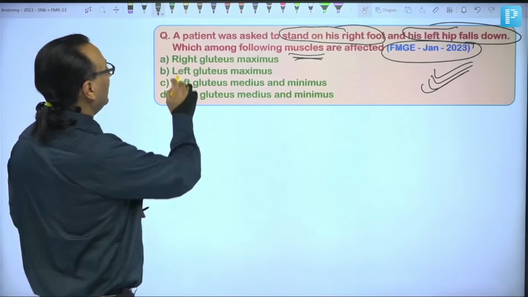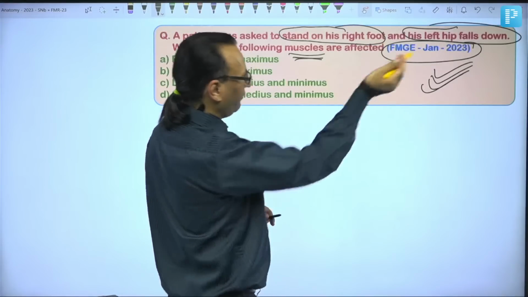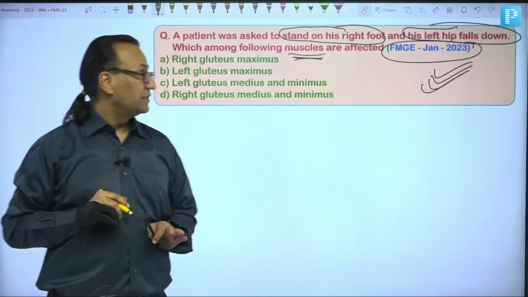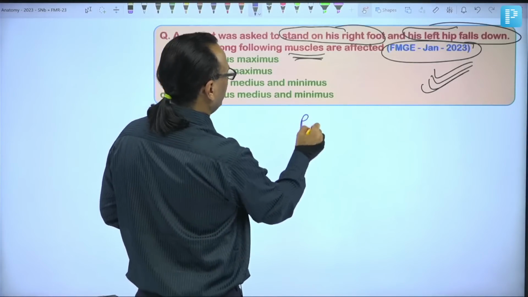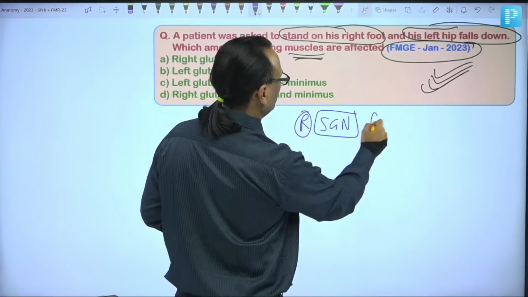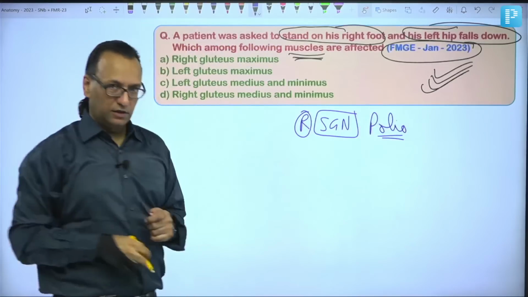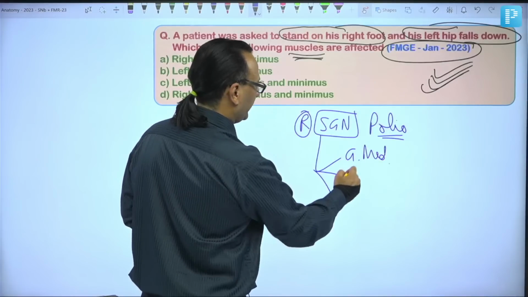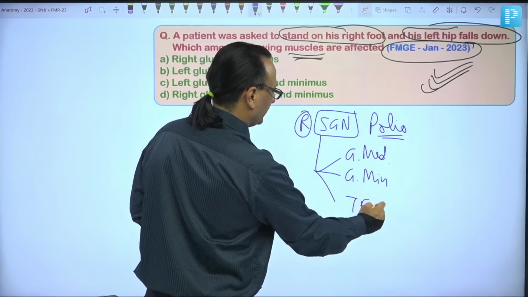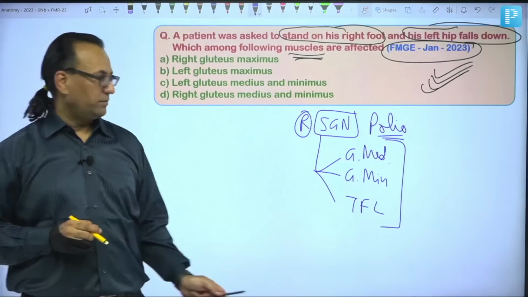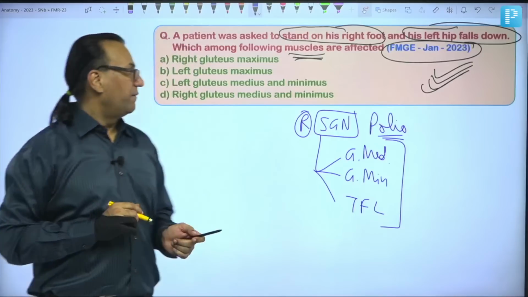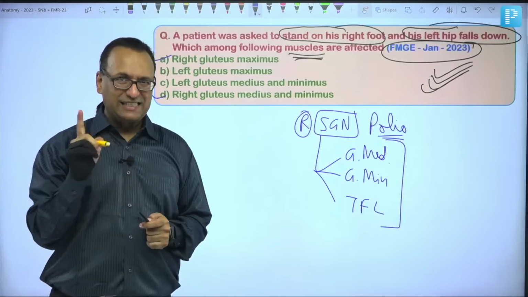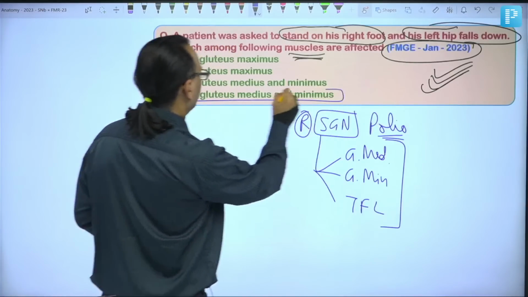So, the patient was asked to stand on the right foot, and the left hip falls down. Something is wrong with the right-sided muscles, maybe something wrong with the right-sided superior gluteal nerve, like polio virus. So right-sided muscles will not be working, namely gluteus medius, gluteus minimus, tensor fasciae lata. It is a problem of the abductor mechanism. Right-sided, and also not the maximus. It is medius and minimus.